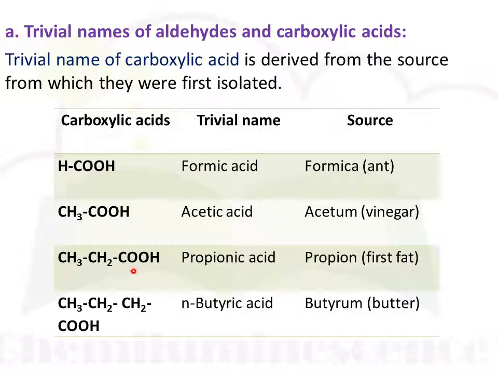The third one is propionic acid, in which an ethyl group is bonded to a carboxylic group. This was first isolated from fat, that is propion. The next one is n-butyric acid, in which an n-propyl group is bonded to a carboxylic functional group, and which was first isolated from butter.